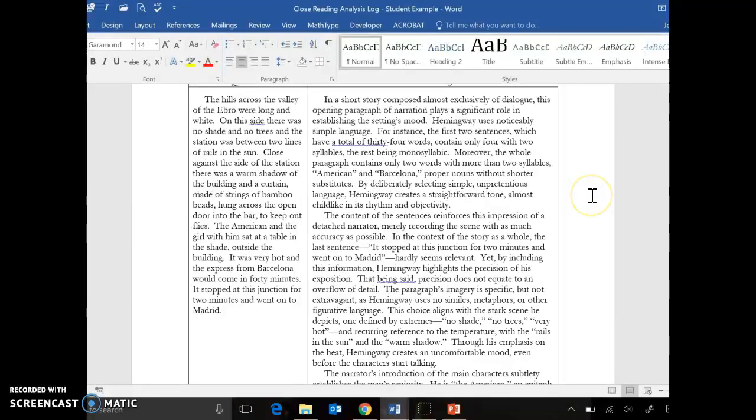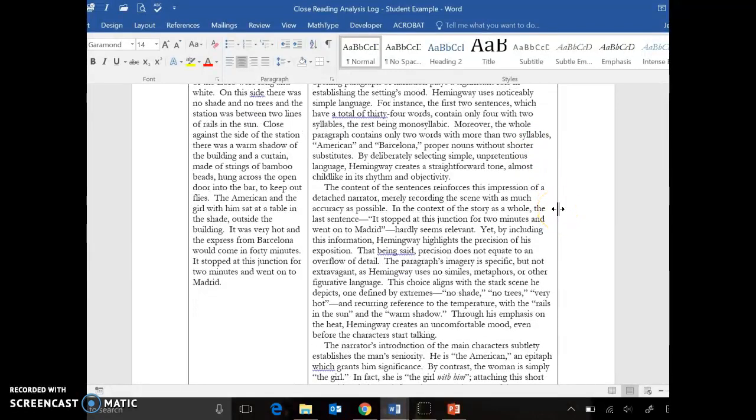By deliberately selecting simple, unpretentious language, Hemingway creates a straightforward tone, almost childlike in its rhythm and objectivity. So, her first point in analysis is the diction, and notice that she's talking about words and the effect that those words have on the tone and the mood. Okay. Then she goes on to say the content of the sentences reinforces this impression of a detached narrator, merely recording the scene with as much accuracy as possible.